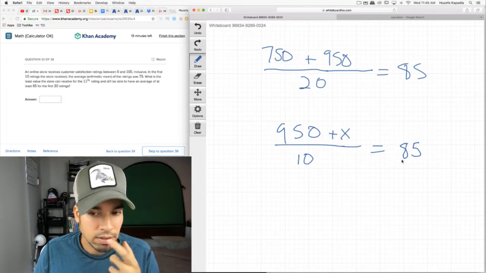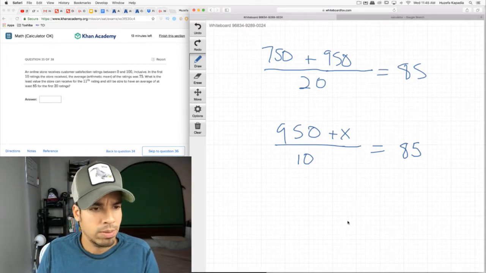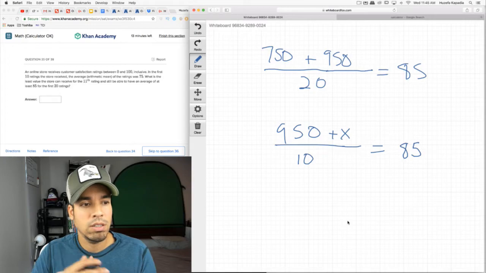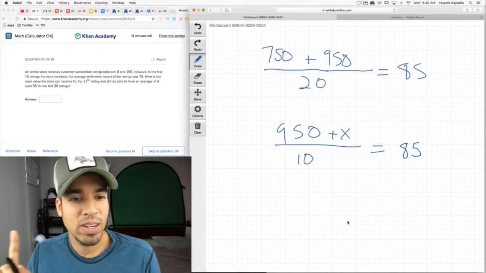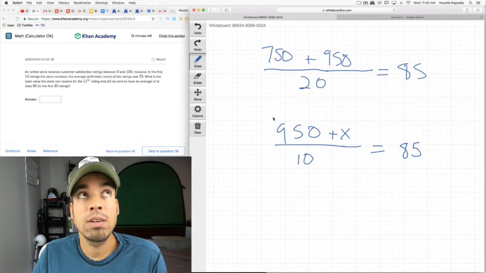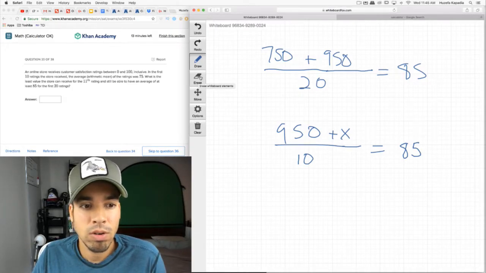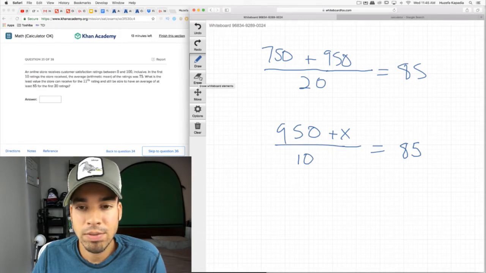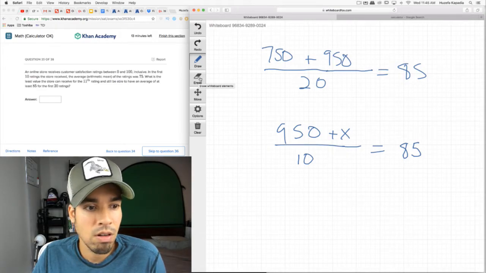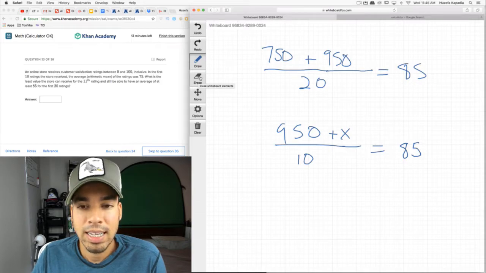What is the least value? Did I do this right? 850, but that would be negative 100. No, that doesn't make any sense. Okay, hold on. So 750. How can we still get to 1,700 for 750? So we gave 0. And then we gave 900.